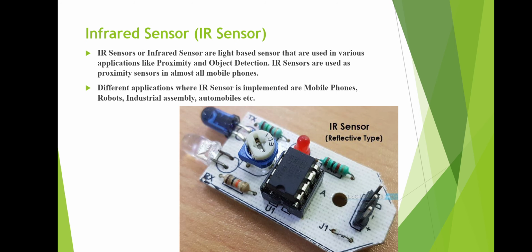Infrared sensors. Infrared sensors are light-based sensors. They are mainly used in various applications like proximity and object orientation. Infrared sensors are used in almost all mobile phones. Different applications that use infrared sensors include robotics, industrial assembly, automobiles, etc.